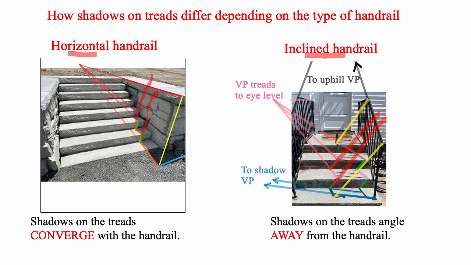The difference is with shadows on the treads. For a horizontal handrail, the shadows on the treads converge toward the same vanishing point as the pole. For an inclined handrail, the shadows on the treads go away from the handrail. So in the first case, the shadows converge with the handrail. In the second case, shadows on treads angle away from the handrail.